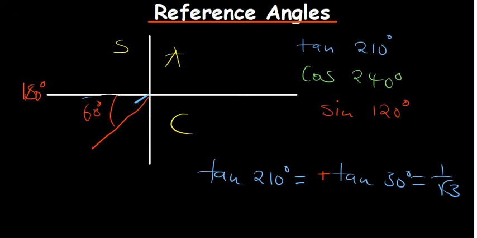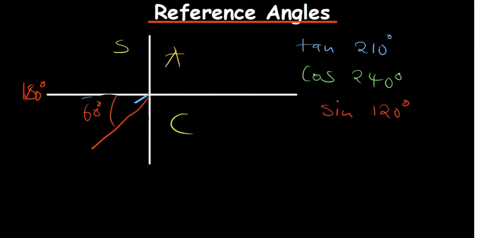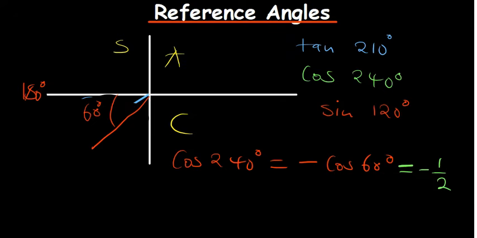Now you ask yourself again, which one are we dealing with? We're dealing with cosine. Is cosine positive in the third quadrant? No. So cosine 240 is negative. Cosine is expected to be negative in that quadrant. So it will be negative cosine of 60 degrees as a reference angle, which you know, of course, is equal to negative 1 over 2, right? I'm just trying to give you possible ways that you need to look at these questions.